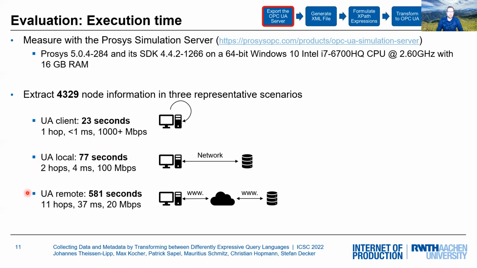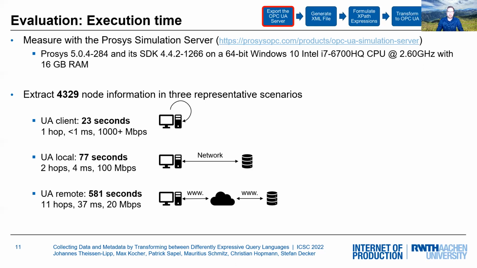We then have a third scenario, which we call UA remote. That is basically a remote maintenance scenario over the internet, which in current hard times in the pandemic gets more and more important. So people have paths of about 11 hops over the entire internet to contact a production machine in a secure production network. And here we see the obvious network overhead of all these operations. Extracting all 4,000 nodes from the OpenCUA server here takes nearly 10 minutes.